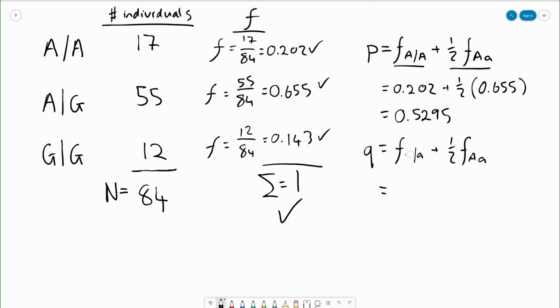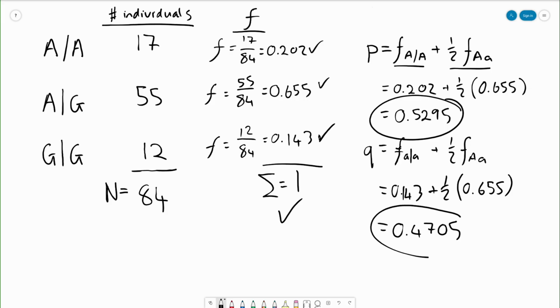So that's a mistake here. We want this genotype, and so that's this 1.143 from here plus half the hets, which is 0.655, and that is equal to 0.4705. And if we add P plus Q, it equals 1, and everything is as we expect.